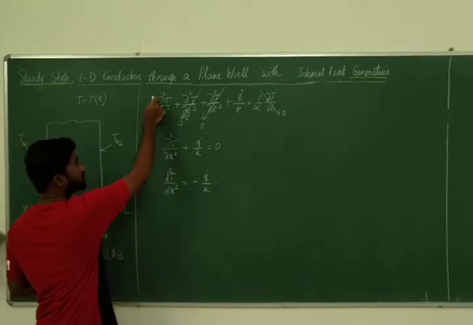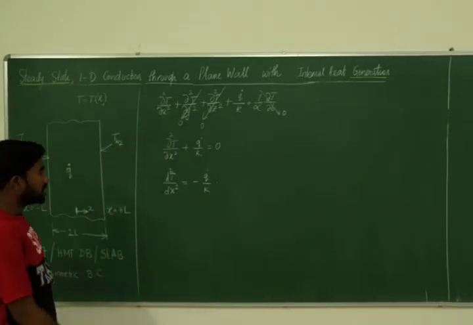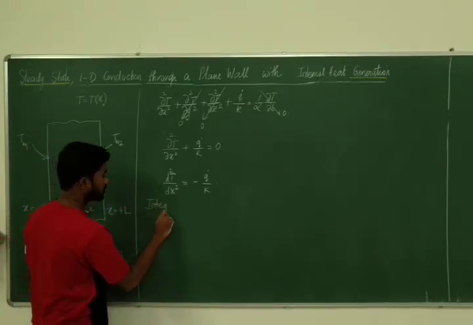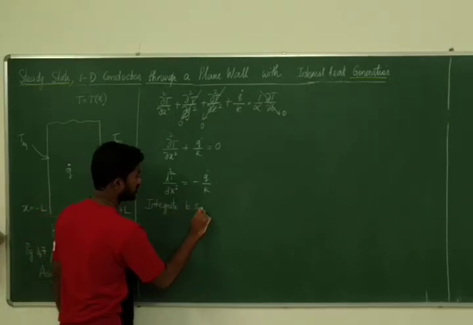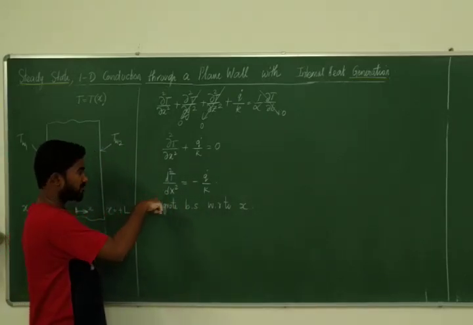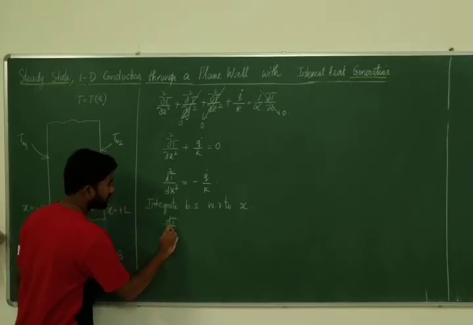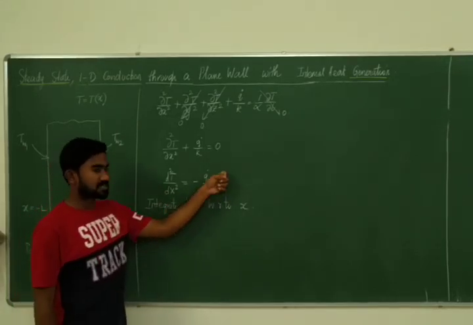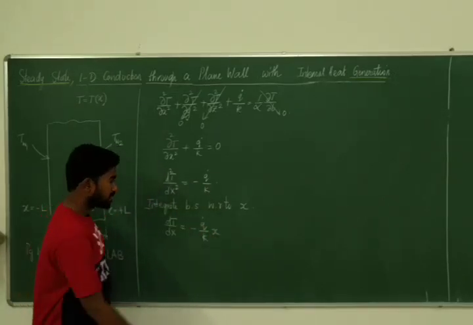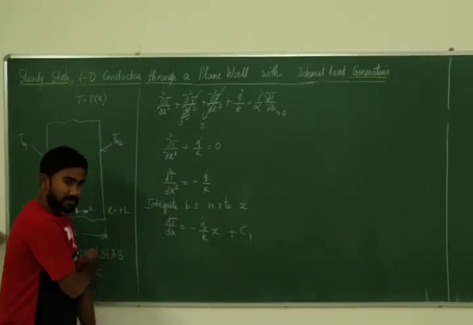We are going to reduce the governing equation to a simpler equation based on the assumptions that we have made. Now what do we do? You have to integrate this equation. So integrate both sides with respect to x. There is a derivative with respect to x. If I integrate, the derivative is going to go off. So if I integrate this with respect to x, I get dT/dx. This is a constant. If I integrate that, minus q̇/k into x, then you have to add the constant of integration.